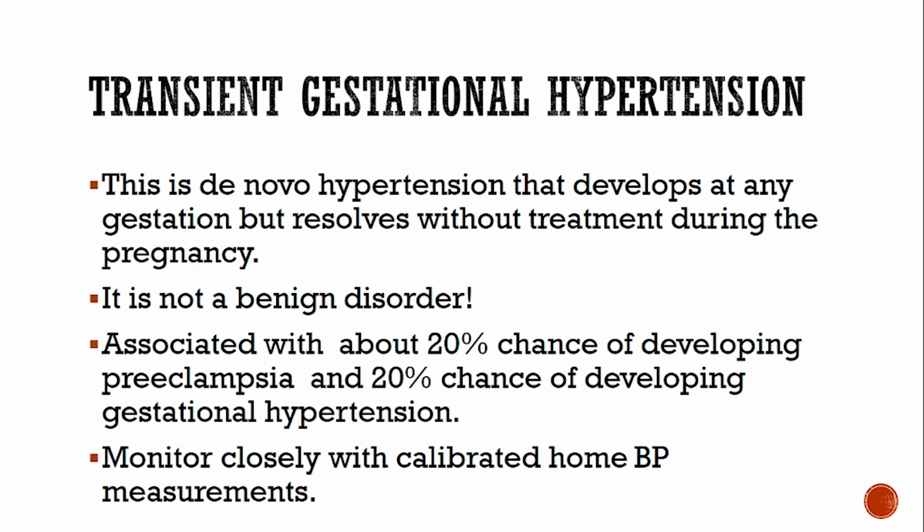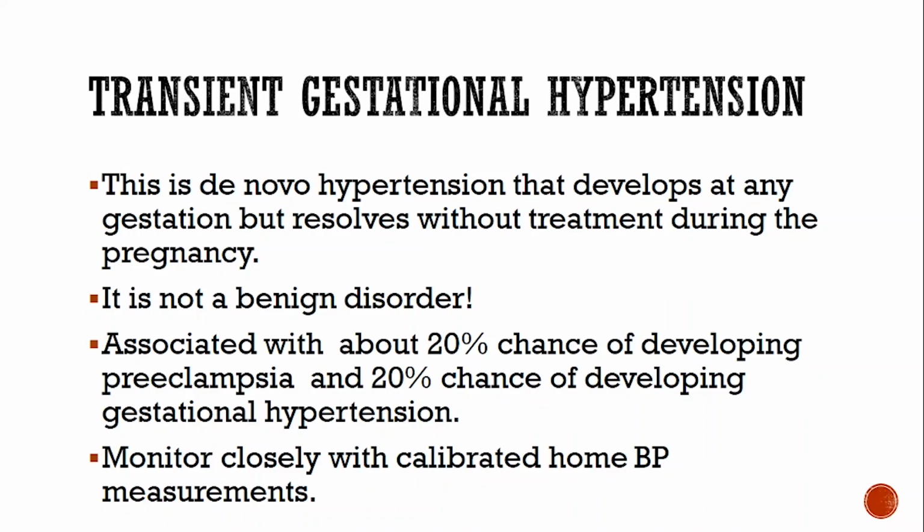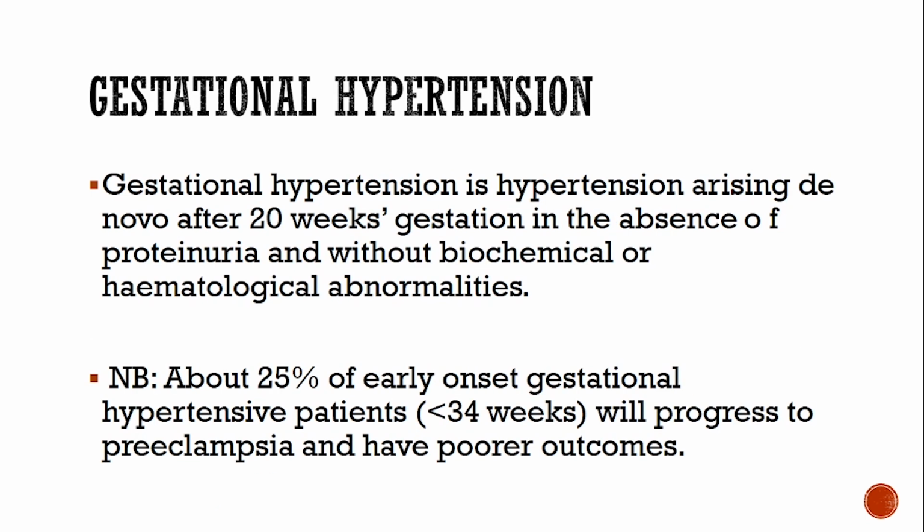So this patient did not receive any drug, nothing, no diet modification, but it actually resolved without treatment during the pregnancy. So the emphasis there is without treatment. It is not a benign disorder, one must know that. It's associated with about a 20% chance of developing preeclampsia and also a 20% chance of developing gestational hypertension. Like we said, it is not benign in itself. Monitor such patients very closely with calibrated home blood pressure measurements, and encourage the patient to come to the hospital with a diary that shows how their blood pressure is being measured.